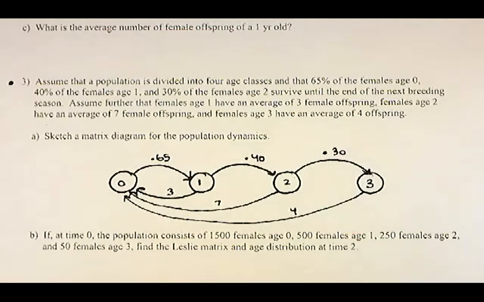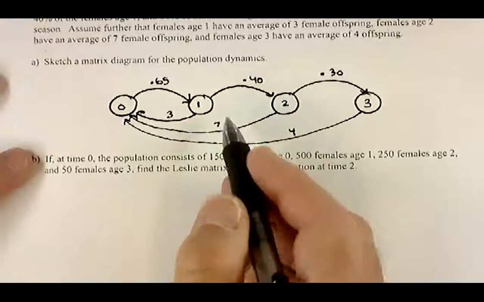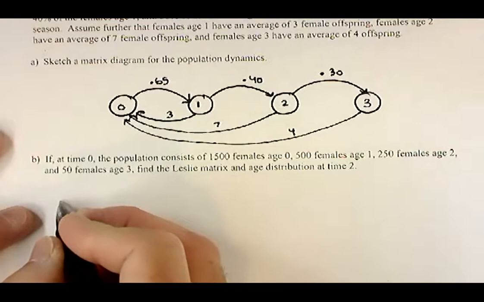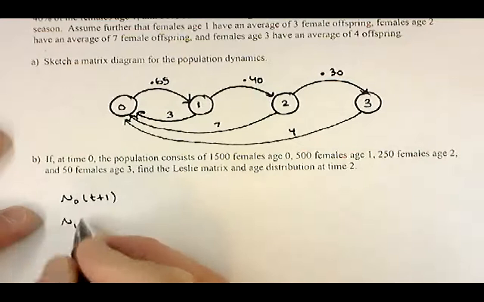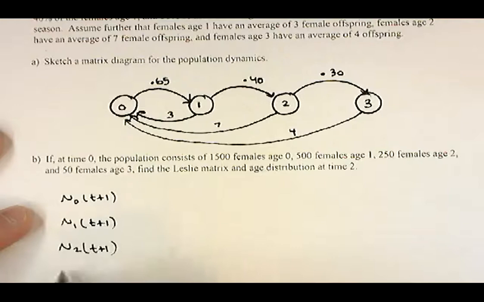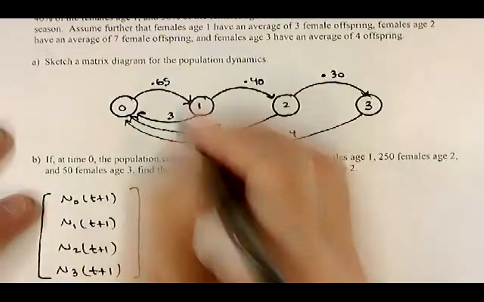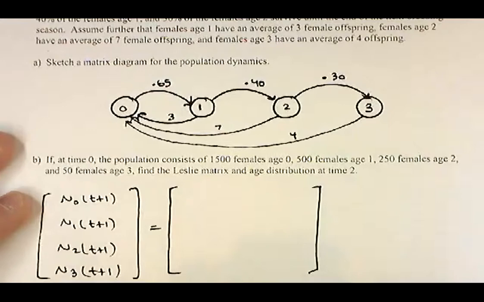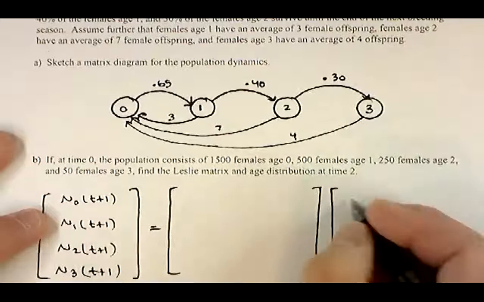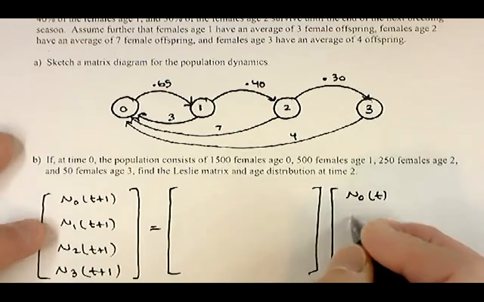And what you could do with this is set up your matrix. You could say, all right, if I wanted to know the number of zero-year-olds in the next generation, the number of one-year-olds in the next generation, so if I thought of this as a matrix, I could put all of these numbers into our matrix. This time it's going to be a 4x4, right? Because I've got four age classes. And remember, this would all get multiplied by the number of zero-year-olds in the previous age class or time, previous time period, sorry.